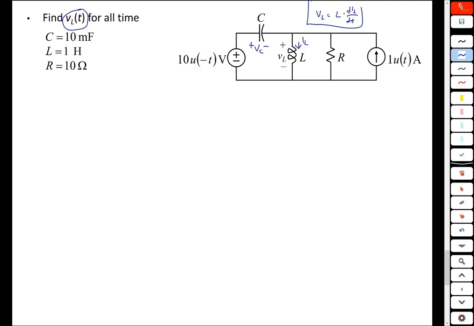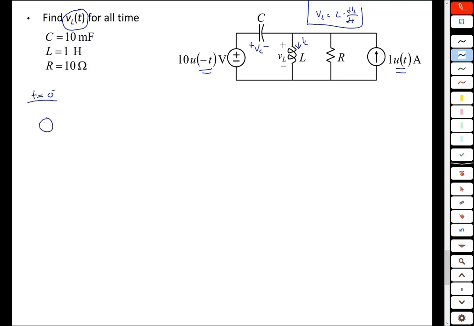Okay, first thing we want to do in this problem, now that we have that out of the way, is to solve the DC steady state problem before the change in the circuit. The change in the circuit happens at time 0, the current source turns on, and the voltage source turns off. So 0 is where we have the change in the circuit. So at t equals 0 minus, we have a DC steady state problem.